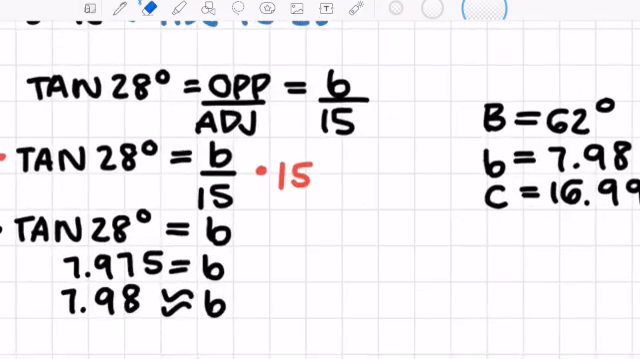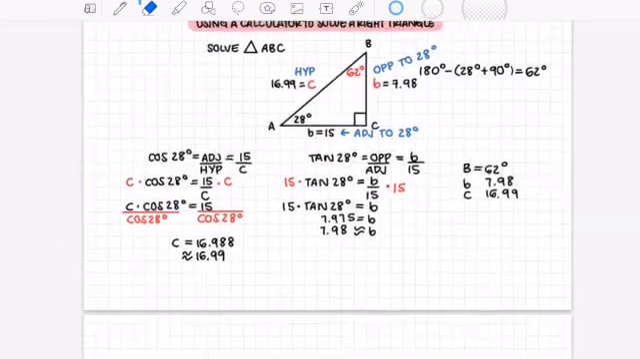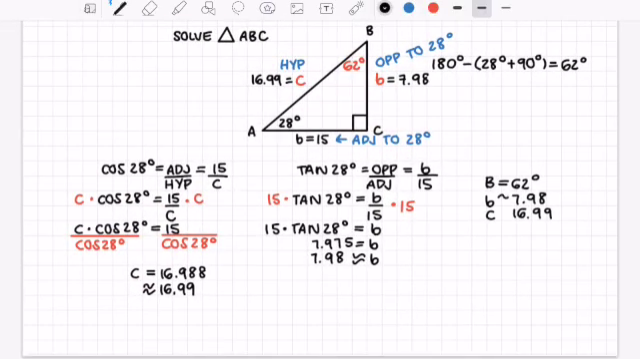Oh, also make sure that it's not actually the equal to sign. It has to be the rounding because we were rounding. So I'll put the squiggly equal to like that. That would be my final answer.